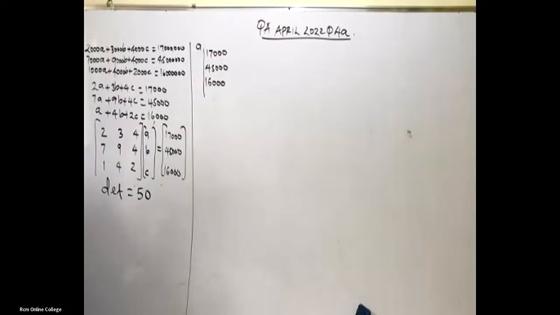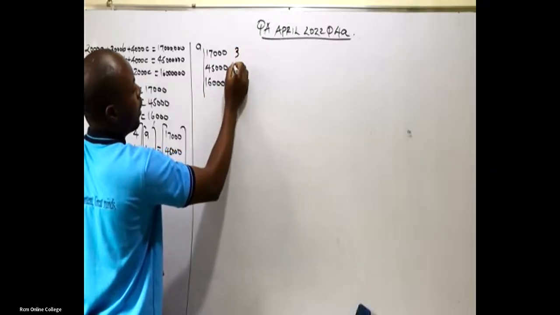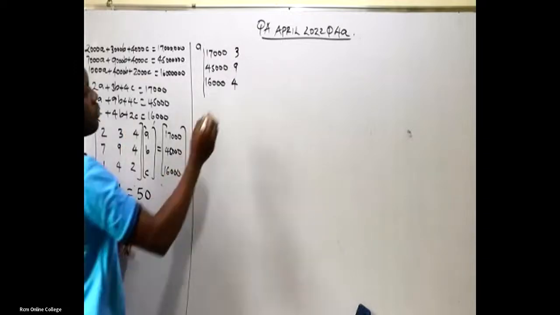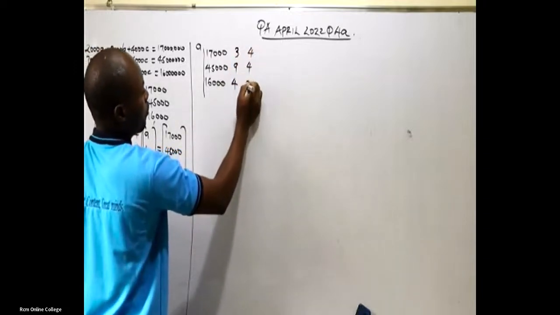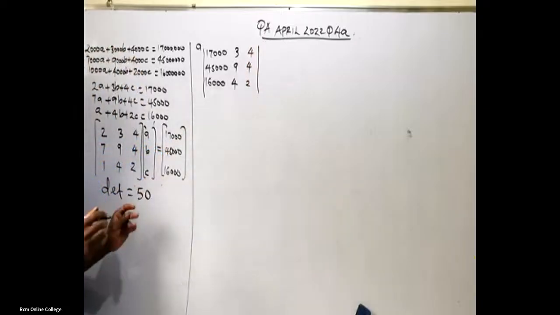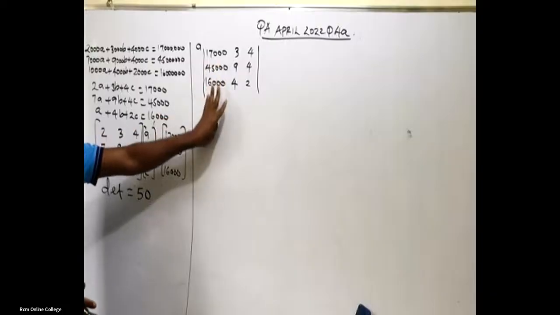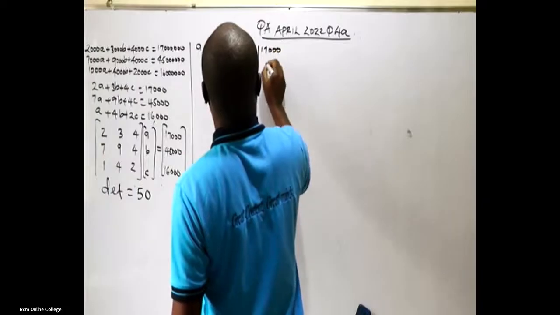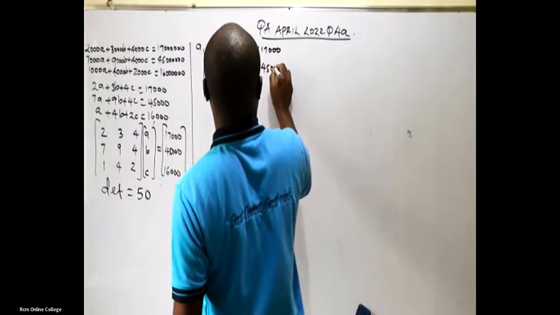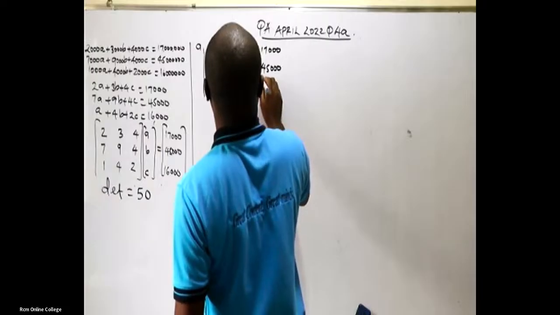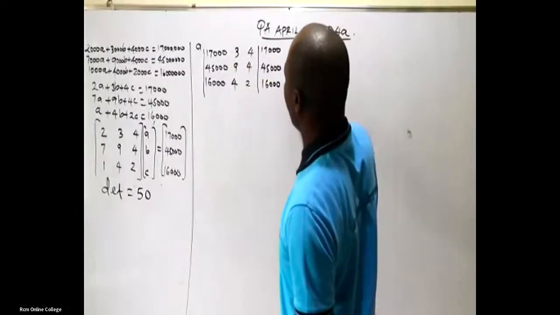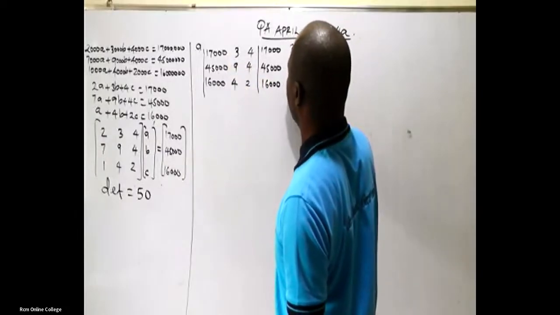394. Thank you. Then 442. That is what we have. And you have said, when we are transferring, that is a constant thing, we transfer the first two columns. That is to say, I'll transfer 17,000, 45,000, 16,000. That is the first thing I'm transferring. Then I'll now transfer the second column, 3, 9, 4.